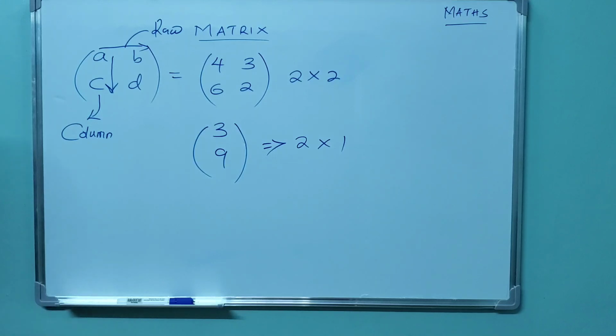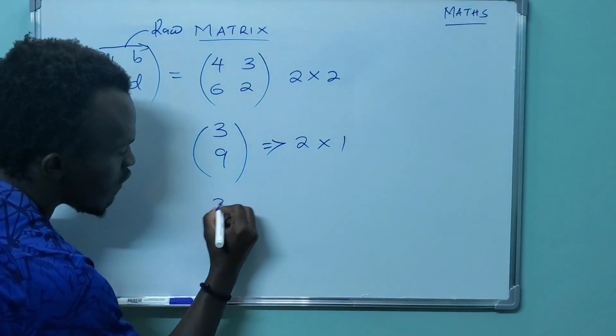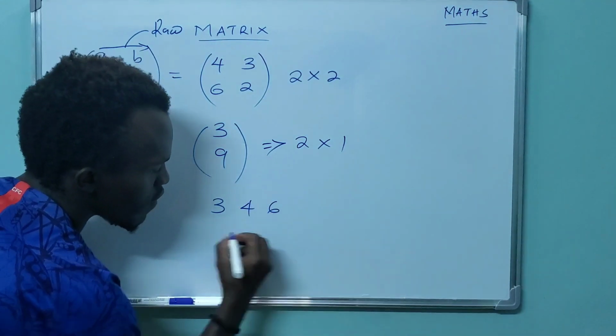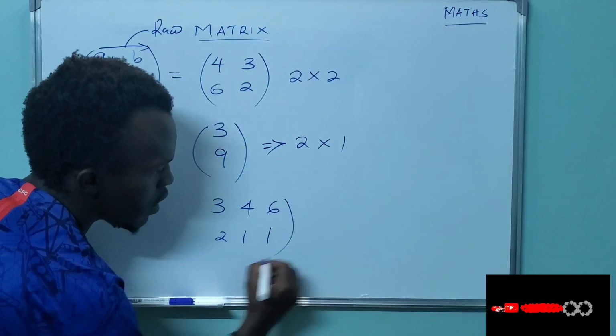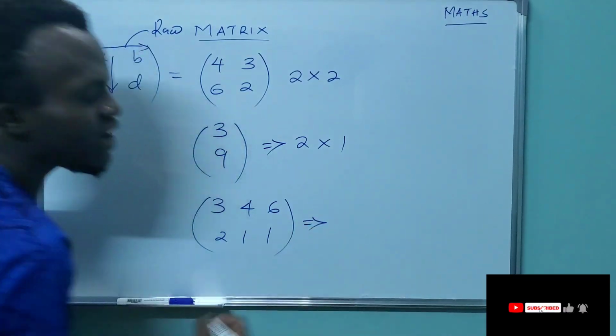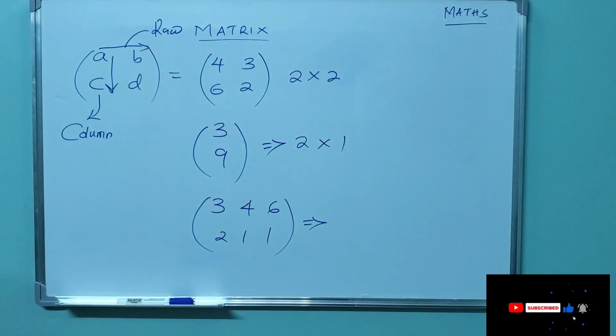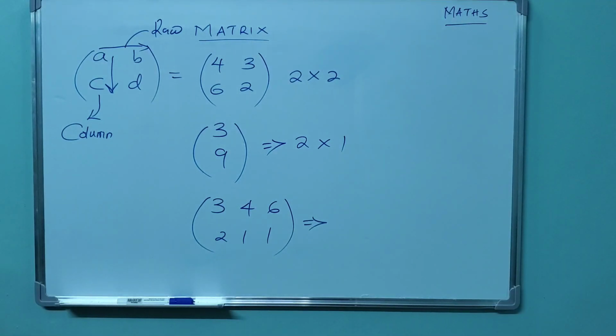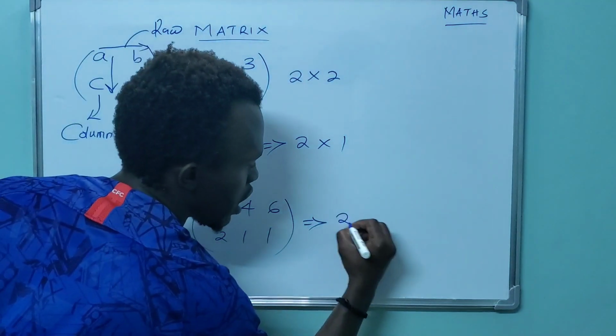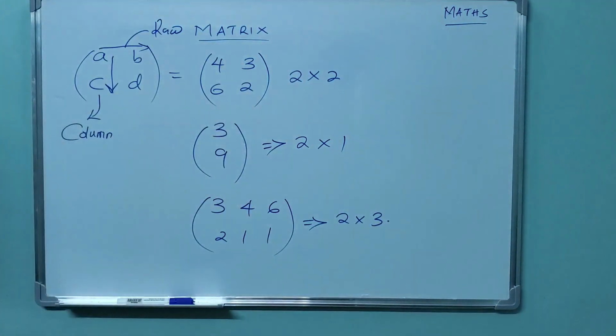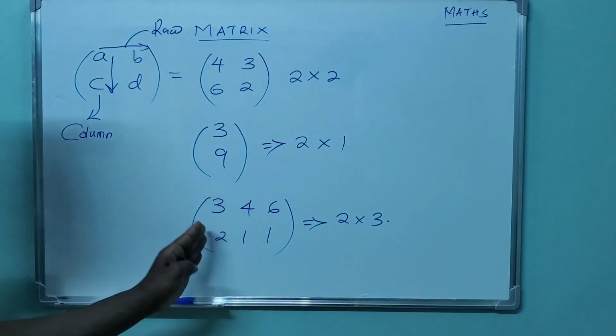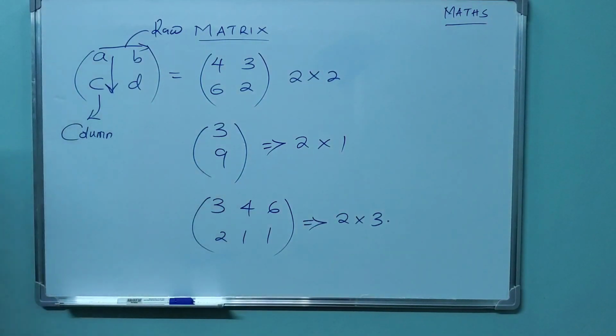We have another type of matrix, which is, we can have maybe 3, 4, 6, 2, 1, 1. This is also another type of matrix. There is quite a number of examples of matrices. That type of matrix will be said to be a 2 by 3 matrix, which means it has 2 rows and 3 columns.